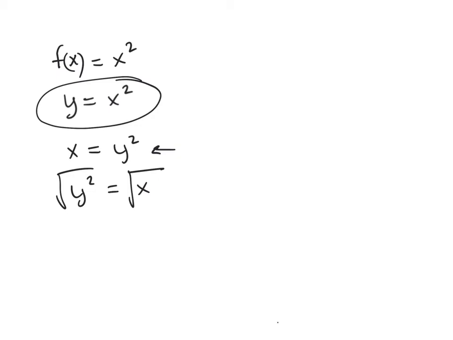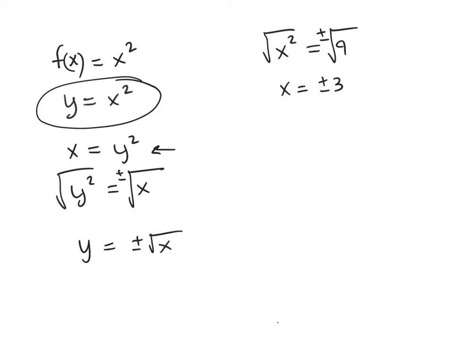Remember that when you take the square root of both sides, like in x squared equals 9, I have to put that plus or minus there because there are normally two solutions. In this case, positive 3 and negative 3, or plus or minus 3. Both of those squared make 9. So I need a plus or minus here. And the inverse of y equal x squared is y equal plus or minus the square root of x.